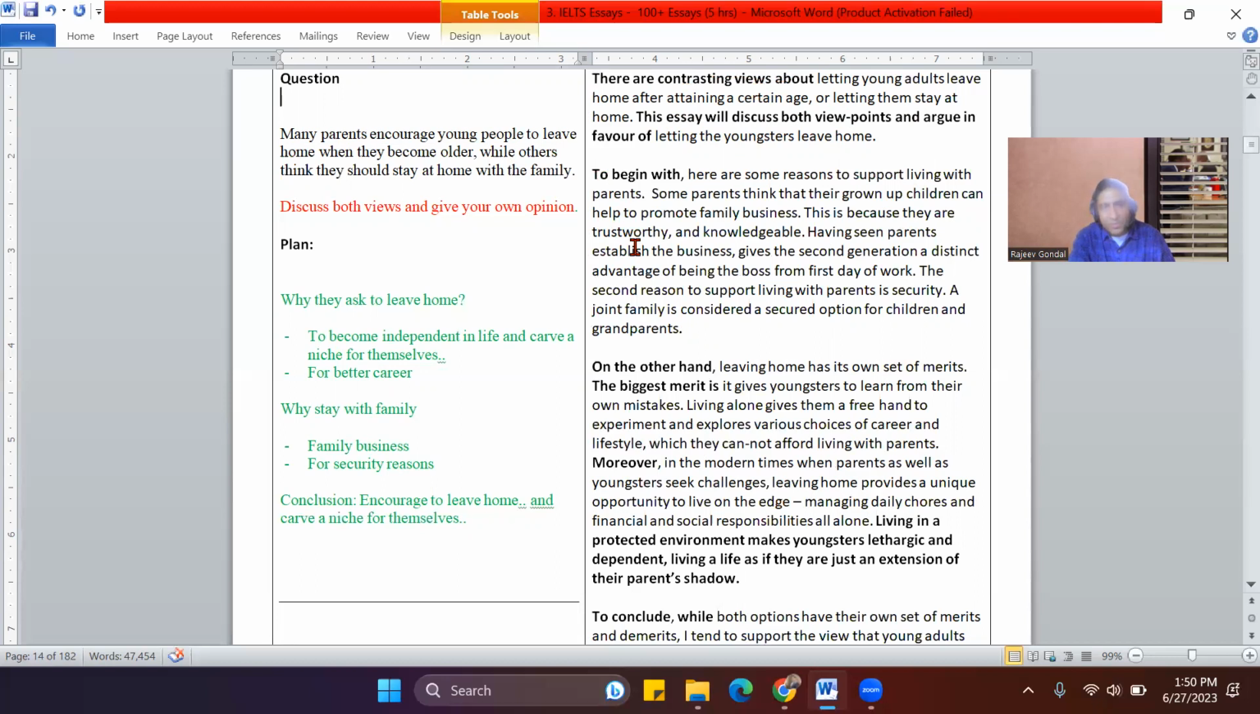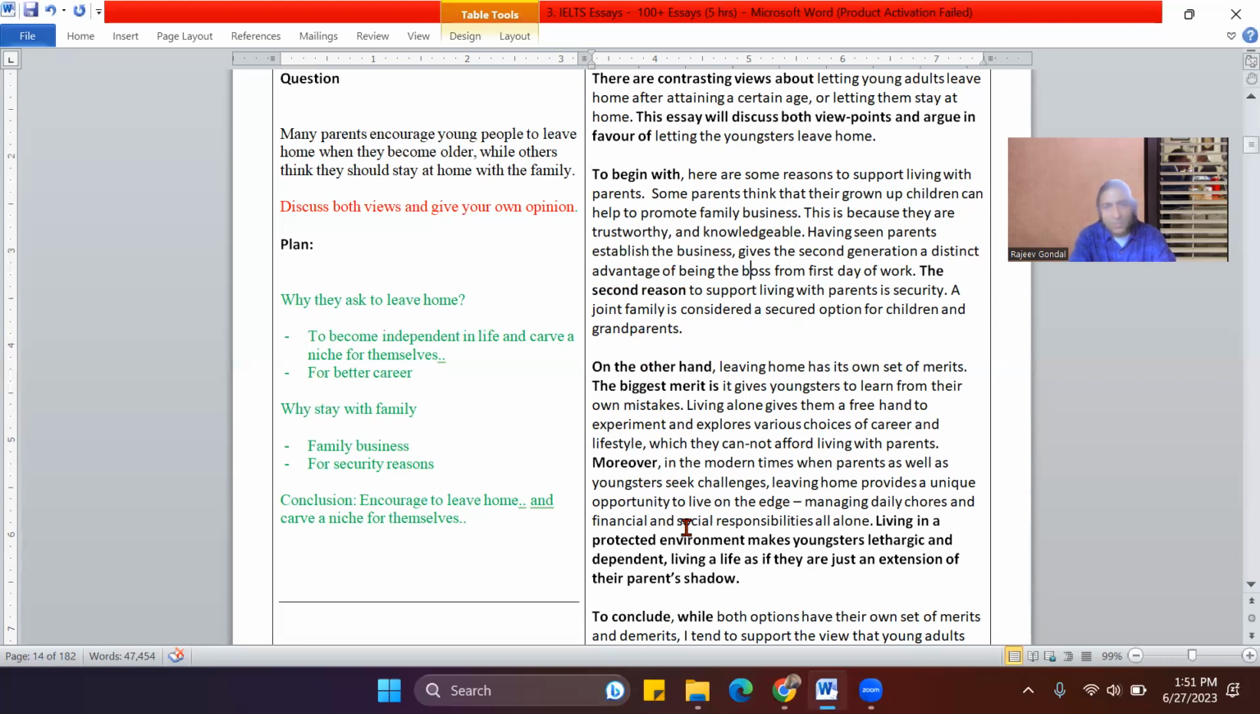Then this is the first paragraph here. You're talking about the other point of view, what people say. So some parents think that they're grown. Here we are giving reasons to support living with parents. The conclusion of this essay is that the children should leave home. That is why the other point of view is dealt with in this paragraph. So here we talk about the first advantage, the second reason, the first reason, such kind of structure. So there is a cohesive structure that we follow. Some reasons, so that's why it's a second reason. So it goes, and a person who reads it will be able to understand.